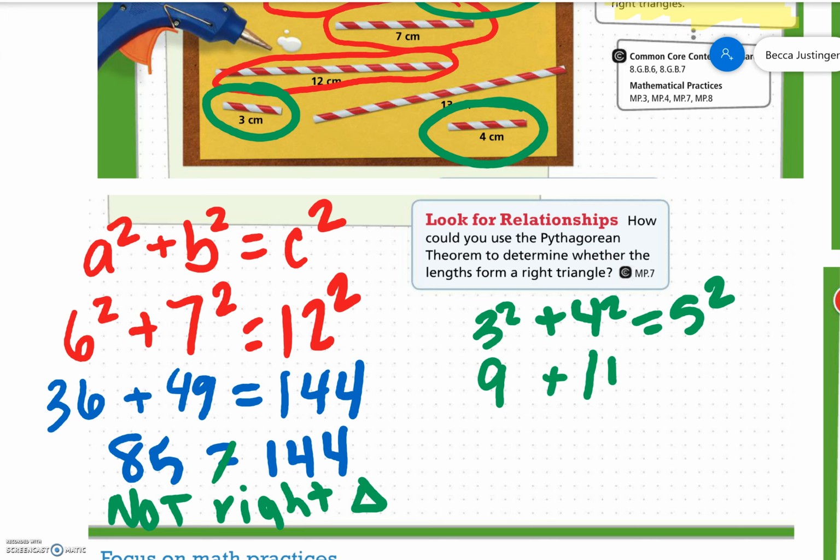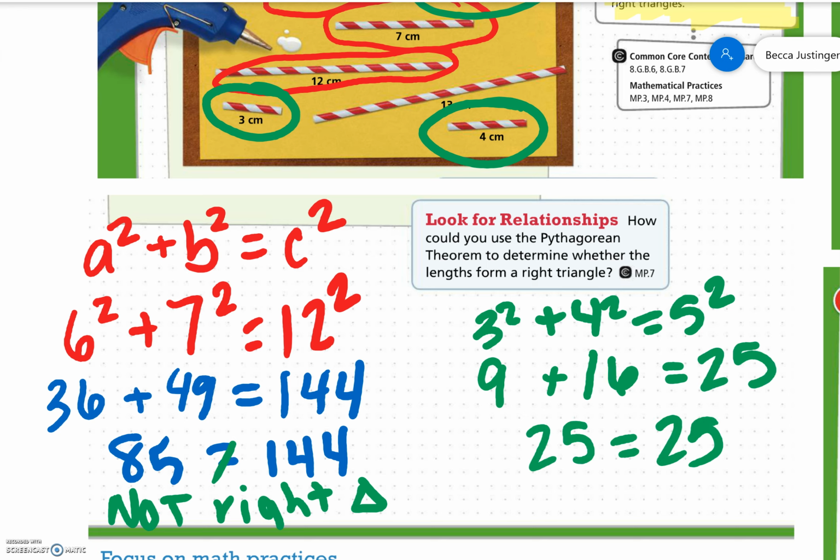3 squared is 9, 4 squared is 16, 5 squared is 25. 9 plus 16 is 25. Bring down the 25. That works. Yay! So this one is a right triangle. It's a right triangle, and we know that because the Pythagorean theorem works for the side lengths.